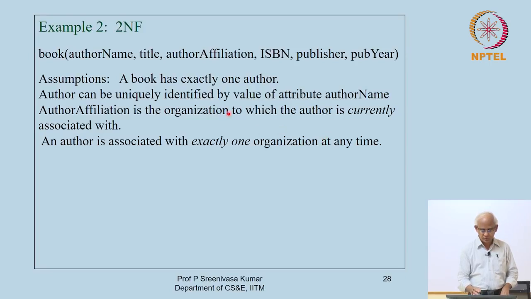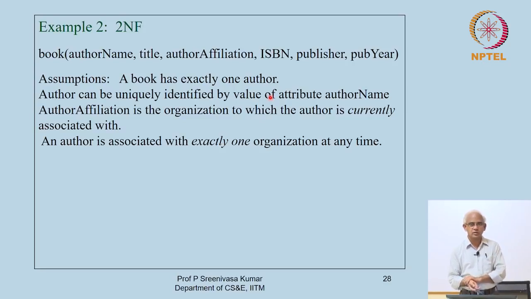So, under these assumptions, what are the keys for this relation? Obviously, ISBN is a key. ISBN is a book identification number. So, that is a key. What else is a key?